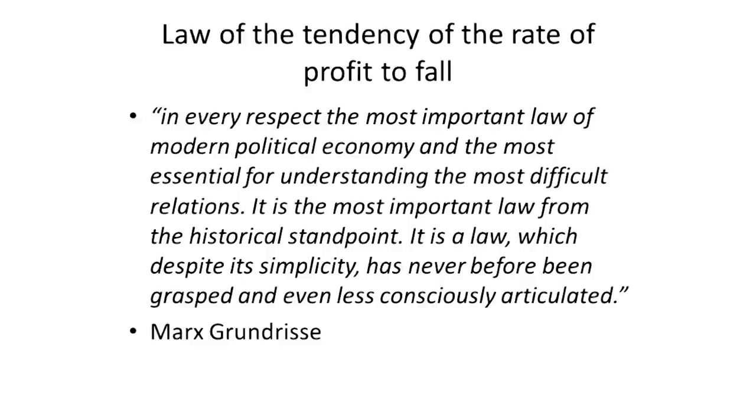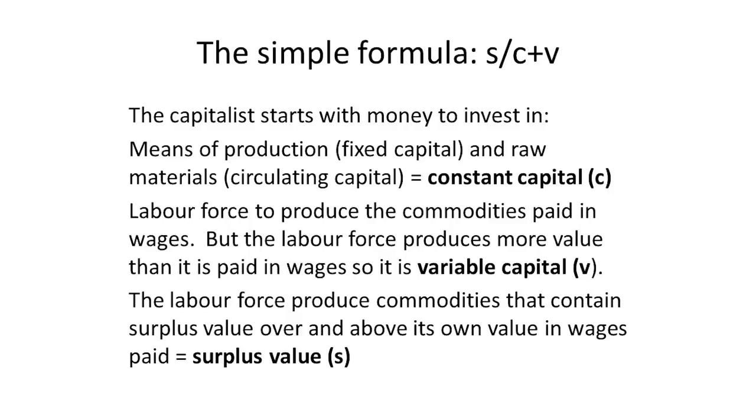So here is the simple formula. S over C plus V is the rate of profit formula. The capitalist starts with money to invest in the means of production, fixed capital, raw materials, circulating capital. We've just dealt with this in the past two sessions. That we call constant capital. And then he employs a labour force, you lot, to produce the quantities, pays you in wages, doesn't pay you as much in wages as the value he gets out of you in a day's work or a year's work or whatever it is. So it's variable capital. And the extra that he gets out of you is that unpaid labour he gets in the process of production, that he can sell as a commodity, and it is called the surplus value. So those are the three parts of the formula.